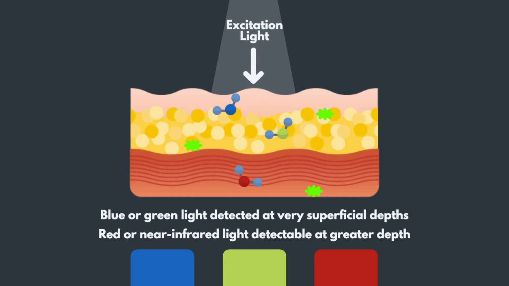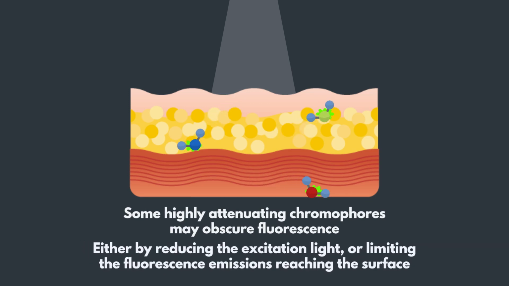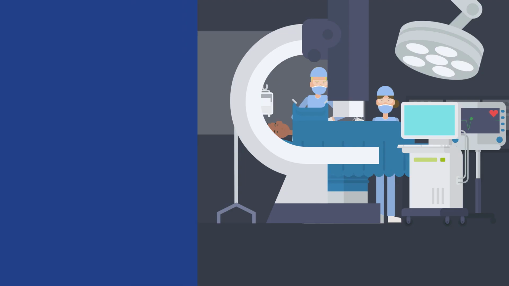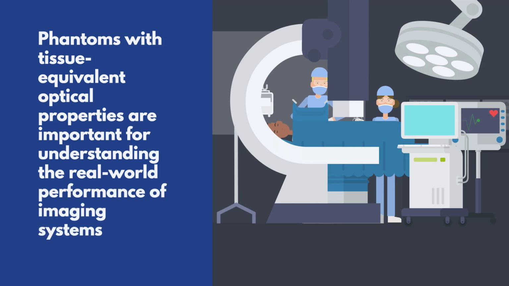Since tissue is heterogeneous, some highly attenuating chromophores may obscure fluorescence either by reducing the excitation light or limiting the fluorescence emissions reaching the surface. These are all factors that need to be considered during fluorescence imaging, and why phantoms with tissue-equivalent optical properties are important for understanding the real-world performance of imaging systems.